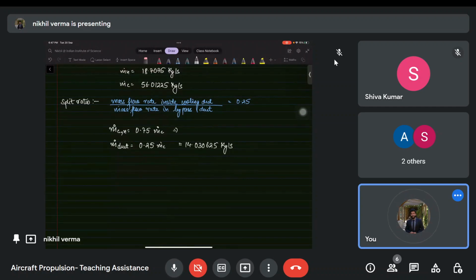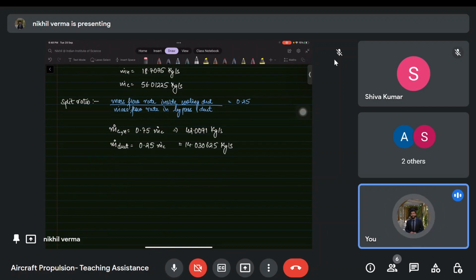Okay. So right. So this is 0.75 times m dot c. This is as 56.01225. This is 42.0091 kg per second. Right. So you know how the mass flow rate is going.